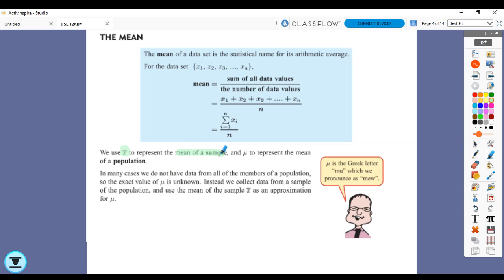measures the mean of the sample, and mu, the Greek letter mu, represents the population. In a lot of cases, we don't have the data from the population, and so many times we use the sample mean, X bar, to approximate the mean for the population.